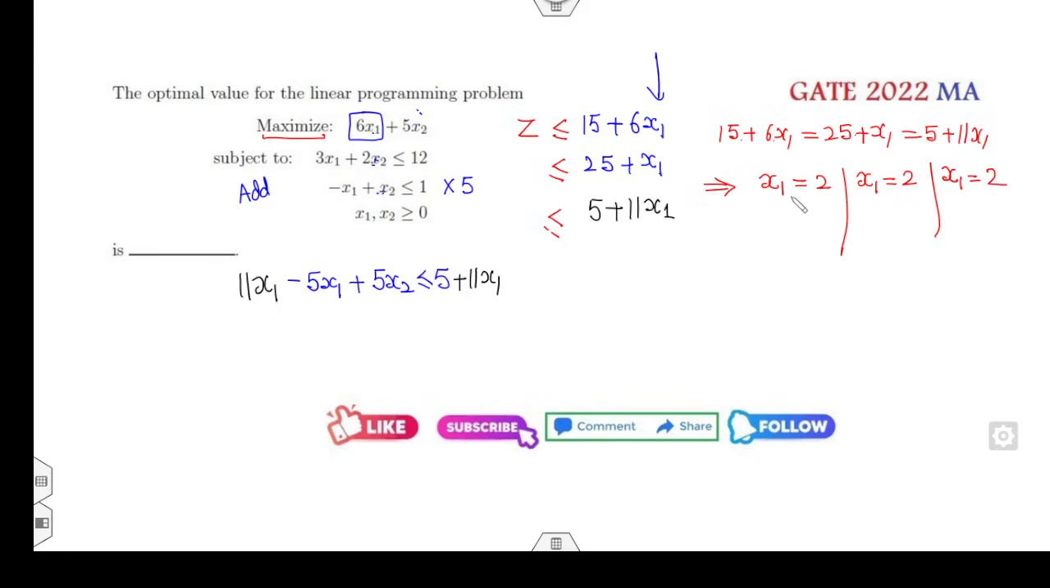Fine. Now what will happen if x1 is 2? From the first one, can you get the value of x2? x1 is 2. So 6 divided by 2 is 3. Both the values are the same. Therefore, (2, 3) is the optimal solution. So can you find the value of z? 12 plus 15, 27 is the right answer of the problem.